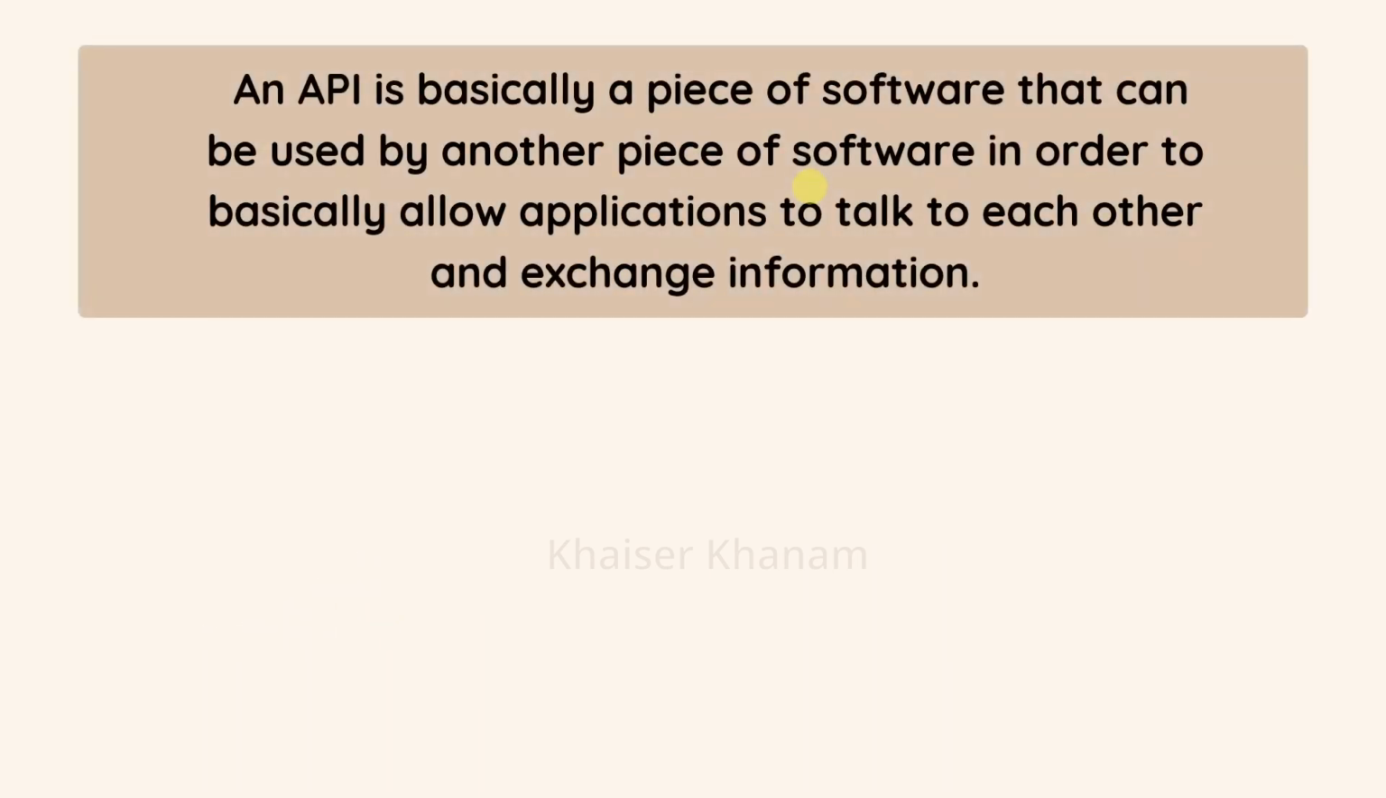So this is the definition of API. API is basically a piece of software that is used by another piece of software in order to allow applications to talk to each other and exchange information. Without that selection panel, I cannot directly interact with a vending machine. Similarly, we have API. Without an API, we cannot directly talk to any other system and get their information. With the help of an API, we can access and get that information.